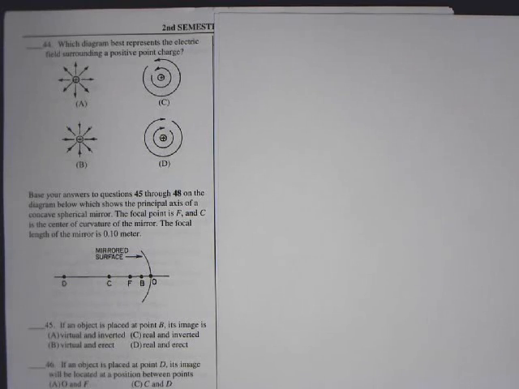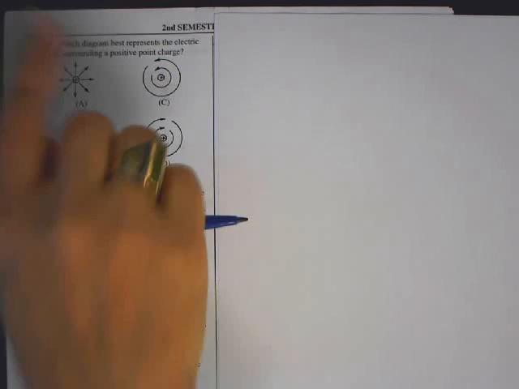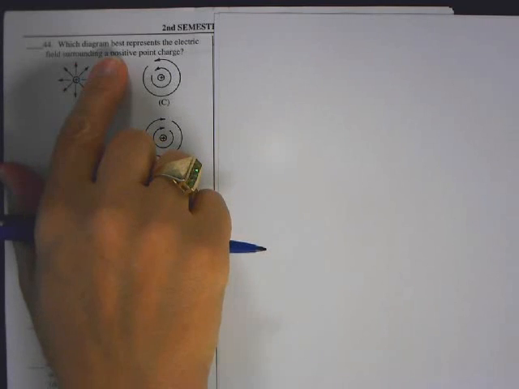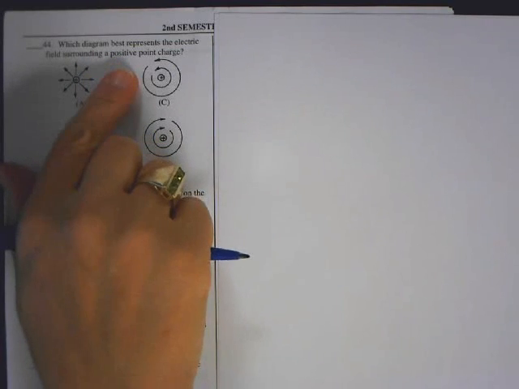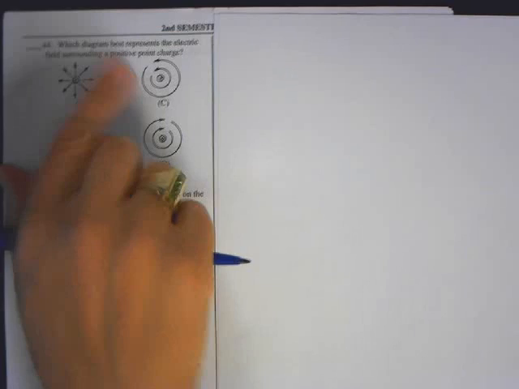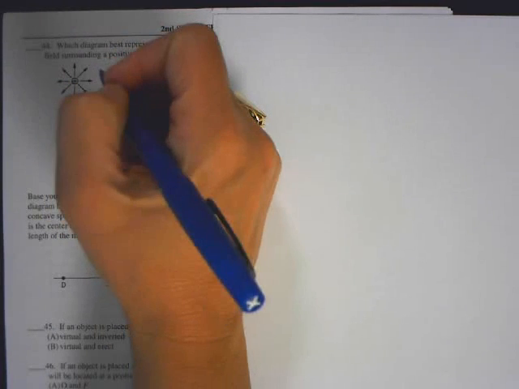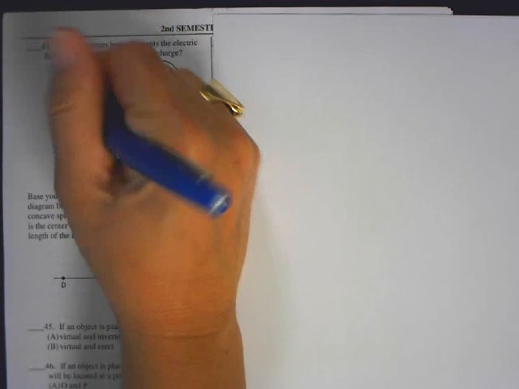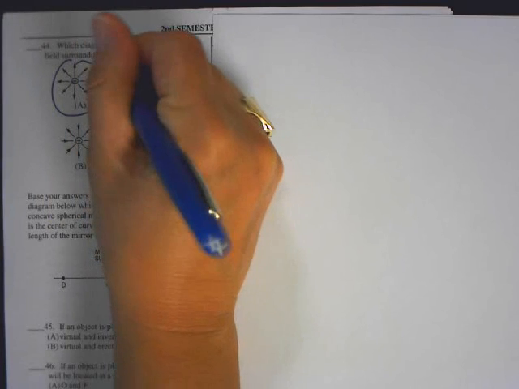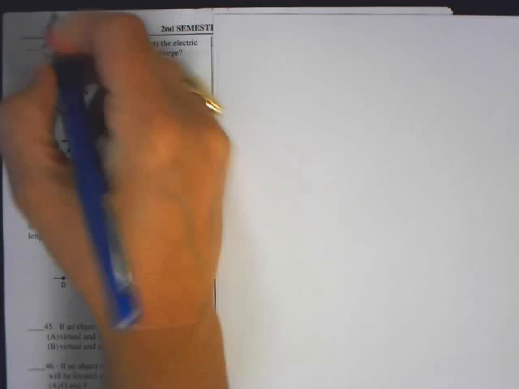Continuing with the review for the semester exam. Number 44 goes back to electrostatic charges. It says, which diagram best represents the electric field surrounding a positive charge? So it goes out of positive and into negative. So this shows it going out, which the answer is A.